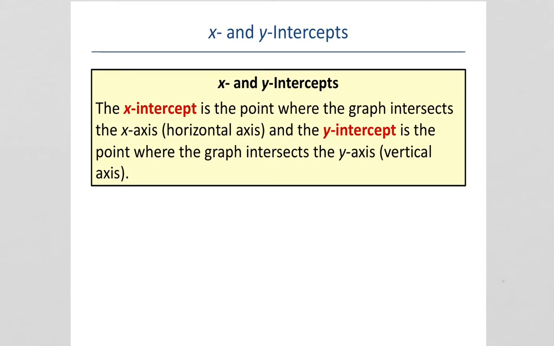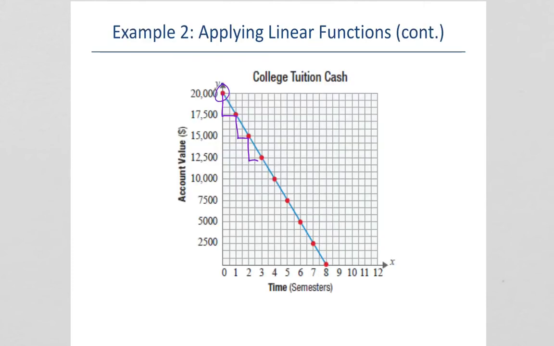X and Y intercepts. The x-intercept is the point where the graph intersects the x-axis. And the y-intercept is where it intersects the y-axis. So if we look back at our picture here, we can see that y-intercept would be (0, 20,000). And the x-intercept would be (8, 0).